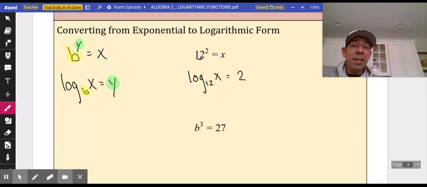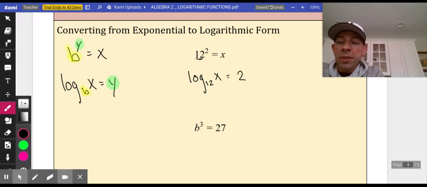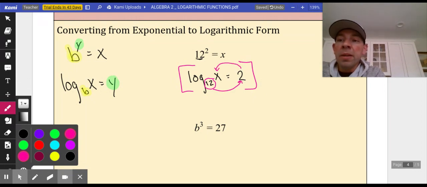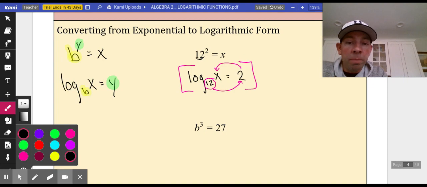Now, if you ever have any doubts, and you think, I think I did it right, but I'm not sure, what you could do is take this expression right here and go around the world. You could say, okay, 12 raised to the second equals x. Yep, it checks out perfect. So that's my best advice when you're converting exponential to log: you can always check your work by going around the world.